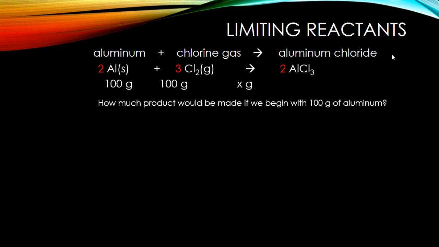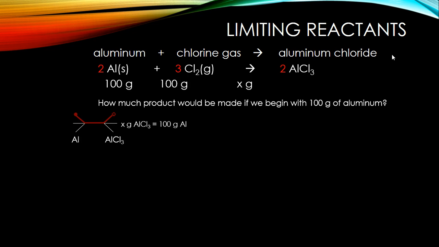Okay, so we're going to start with aluminum. And if you look at your graphic organizer, in this case, we're going to go from aluminum to aluminum chloride. We're starting with mass of aluminum, and we're trying to get to mass of aluminum chloride. All right, so first you go to moles of aluminum, and then moles of aluminum chloride, and then mass.